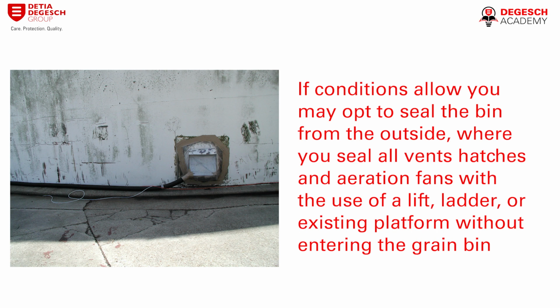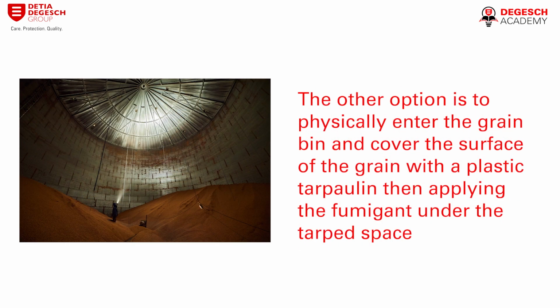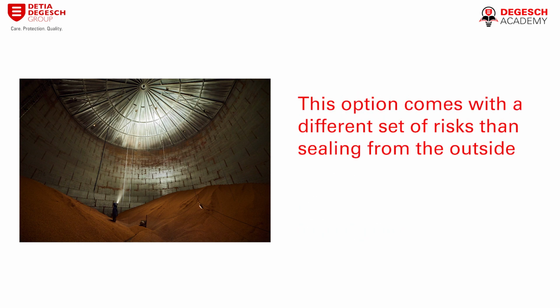If the conditions allow, you may opt to seal the bin from the outside, where you seal all vents, hatches, and aeration fans with the use of a ladder or existing platform without actually entering the grain bin. The other option is to physically enter the bin and cover the surface of the grain with a plastic tarp and then apply the fumigant under the tarp space.